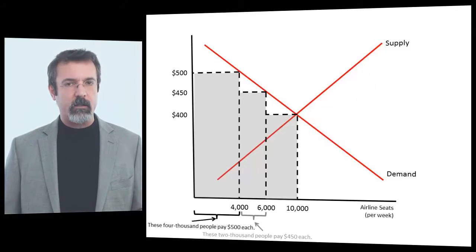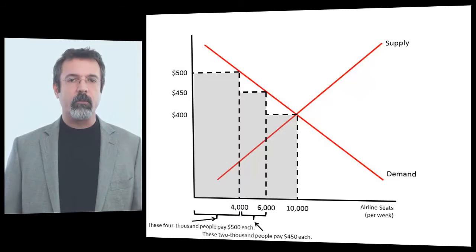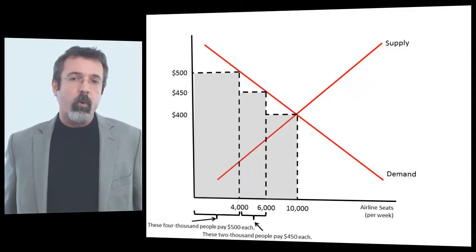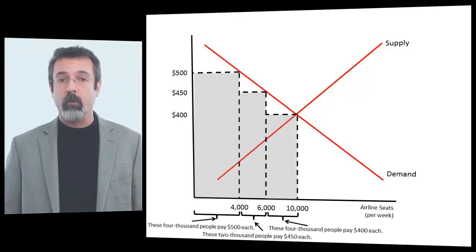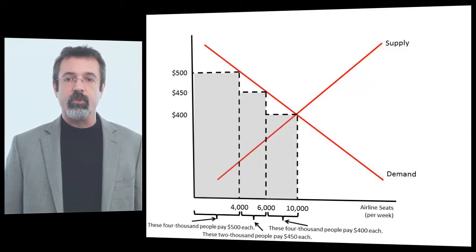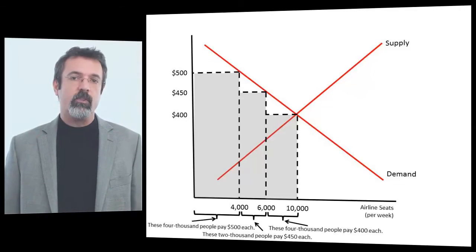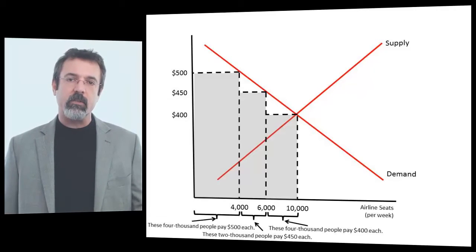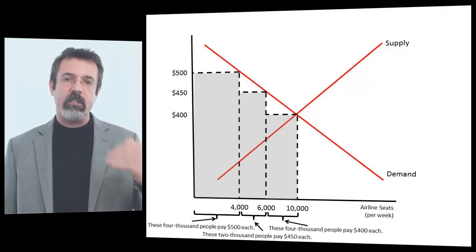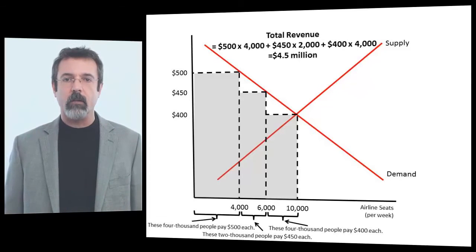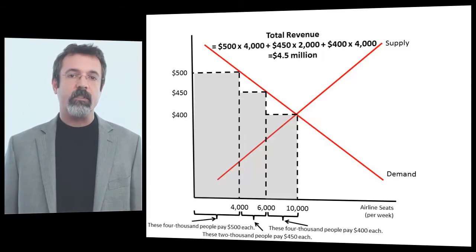There's another 2,000 customers who are willing to pay $450 a ticket. Those customers will generate an additional $900,000 in revenue for the airline. Finally, there's 4,000 customers who are willing to pay only $400. Those customers will generate an additional $1.6 million in revenue for the airline. So in total, by dividing the customers into 3 groups and charging different prices to each group, the firm generates $4.5 million in revenue on the same 10,000 tickets.